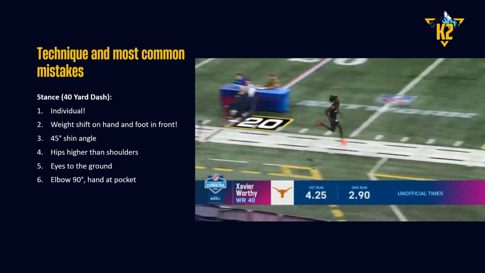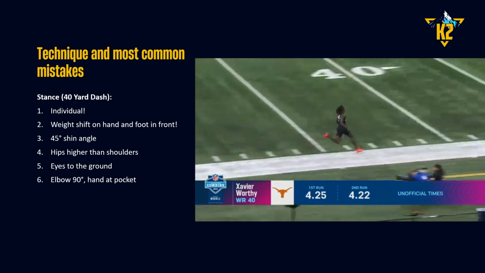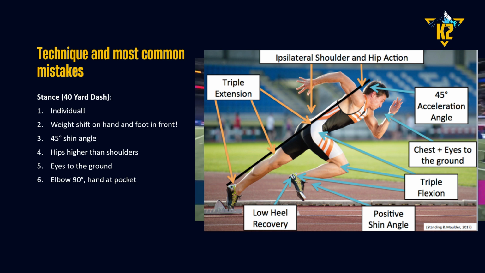And this is what the sprint in the end should look like. Here's a great picture of a track athlete with the most important, or some of the most important points, on one picture. As you can perfectly see here, the acceleration angle in the end should be around 45 degrees, and usually the acceleration angle is close to the angle that you have in the stance, the shin angle.